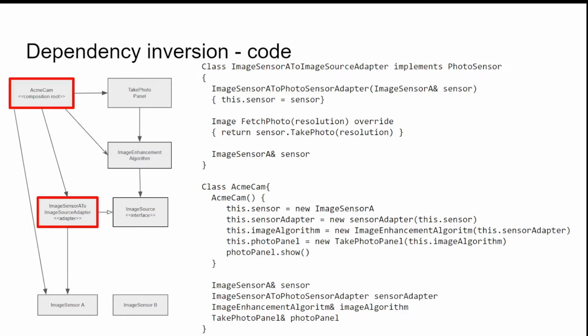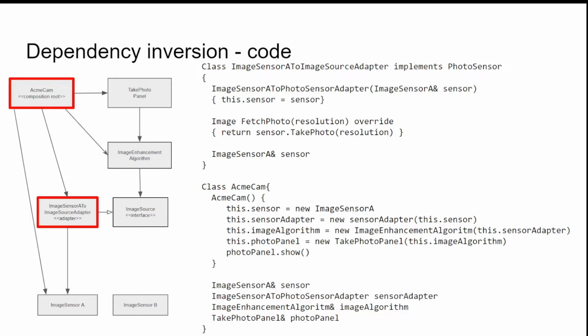And then what is happening? Because we are implementing the image source interface, this fetch photo function is implemented by the adapter. And whenever somebody calls fetch photo, this call is forwarded to the sensor A, and then it takes the photo and returns the image.